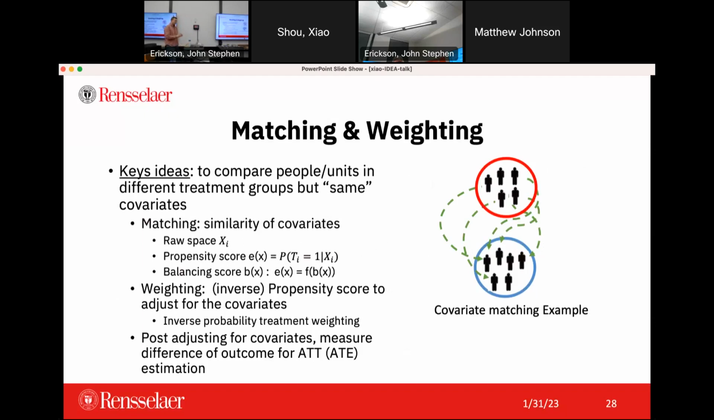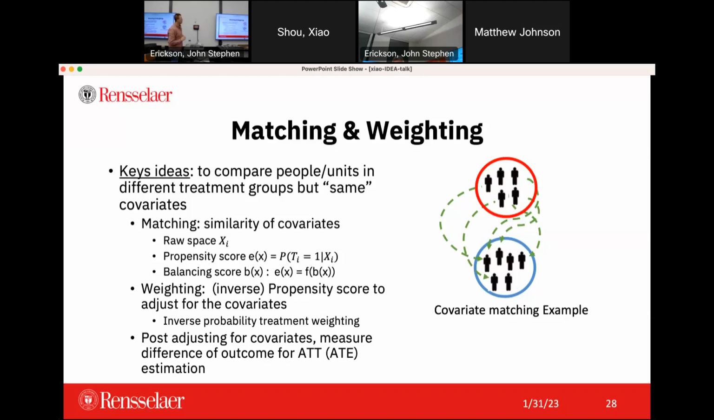Matching and weighting. The key idea is we want to compare people or units in different treatment groups, but they need to have the same or similar covariates, similar characteristics, right? So matching is based on similarity of covariates. Maybe you can match in the raw space, or you can match in the propensity score space. Matching in the raw space means that for treatment and control, they need to have similar age, you can think of that. But once you have more characteristics, more features, it's hard to compare how similar they are in high dimensions.